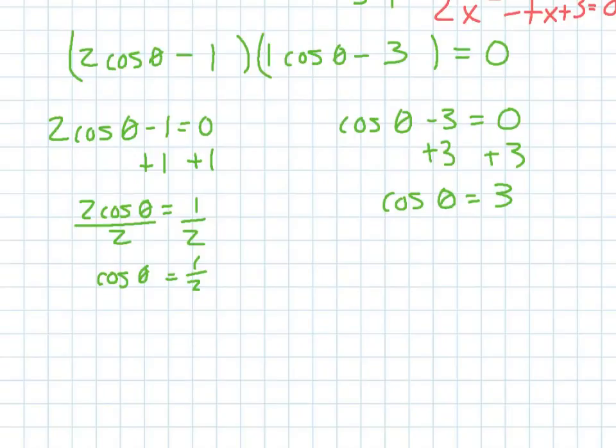Where does cosine of theta equal 1/2? That would be a positive ratio, so cosine is positive in the first and the fourth. And so you get a 1/2 when theta is pi over 3.